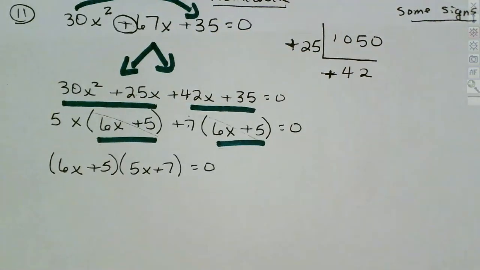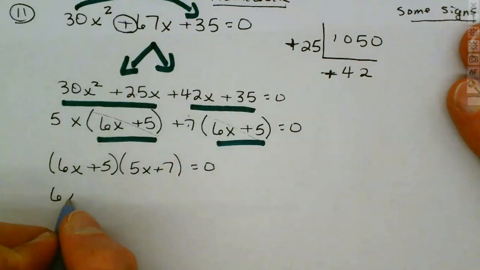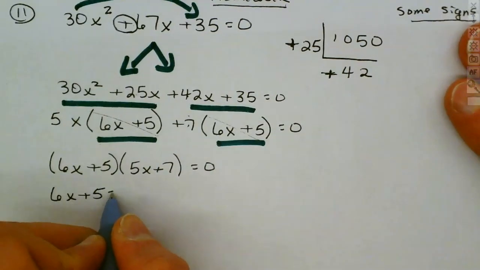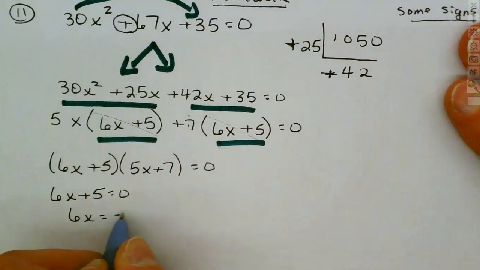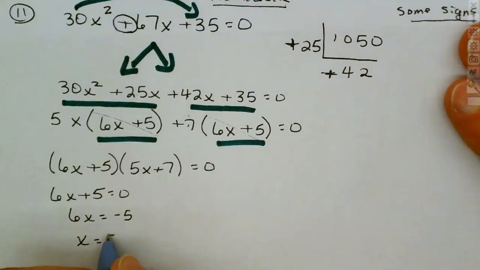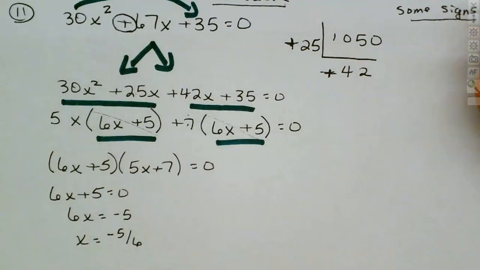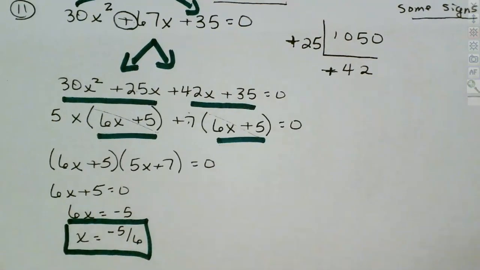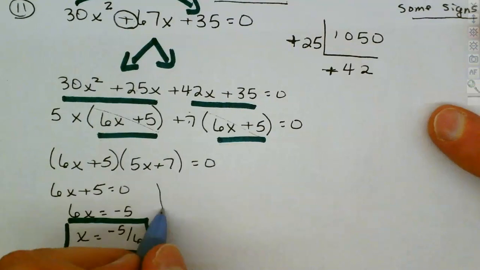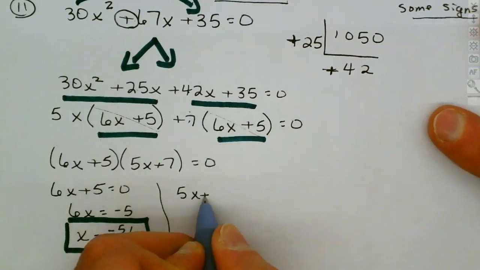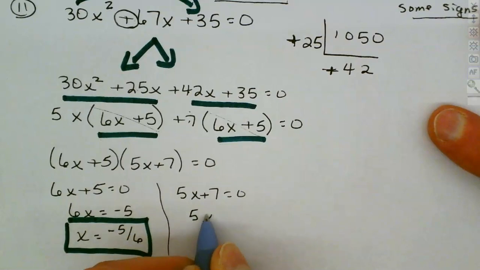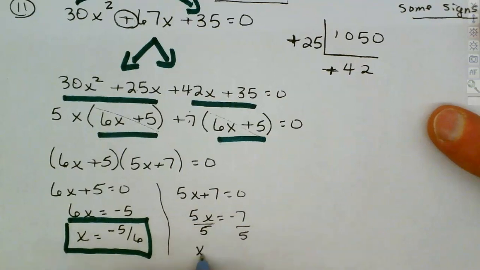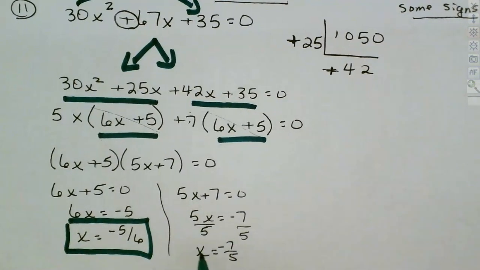So let's go ahead and get our two solutions here. We've got 6x plus 5 equals 0. So 6x equals negative 5, and so x equals negative 5/6. And what's the other one? 5x plus 7 equals 0. So 5x equals negative 7. Divide by the 5, and now we've got x equaling negative 7/5.